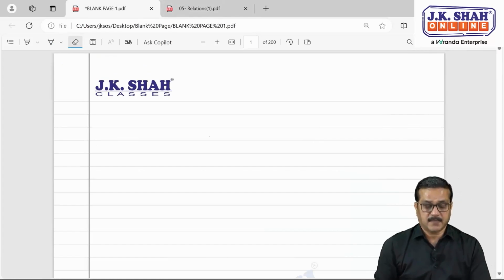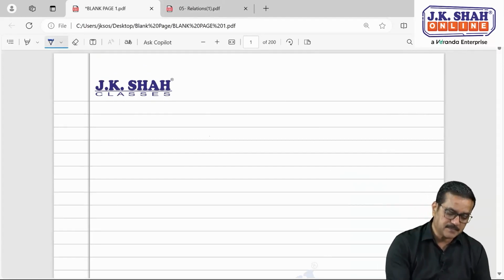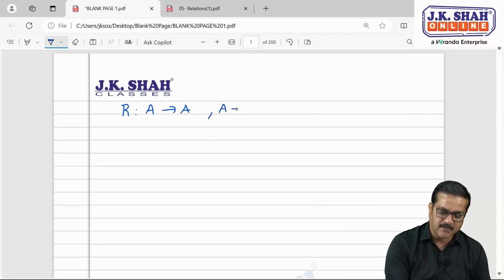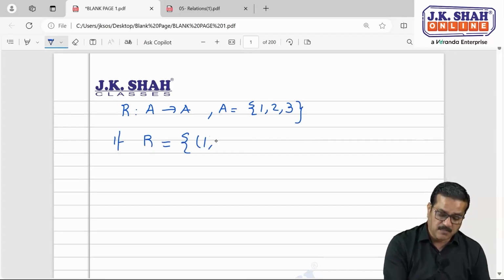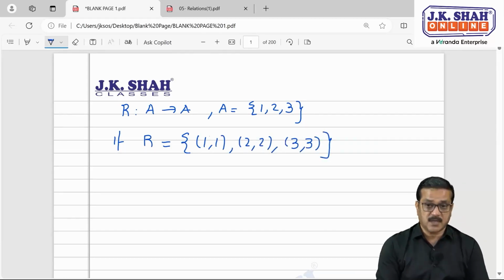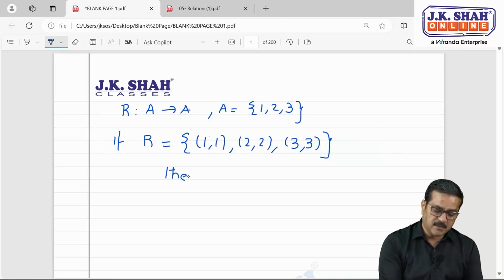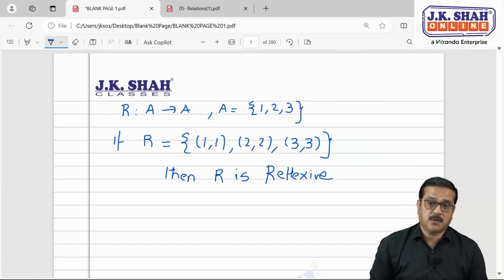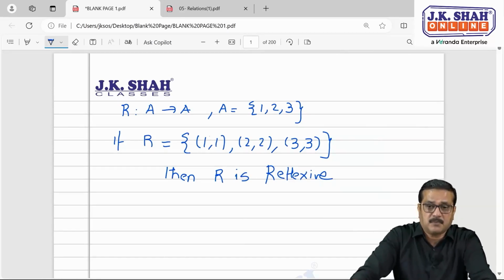But now coming back. Let us say I have defined a relation R from A to A, and let's say my set A was 1, 2, 3. Now if my R contains the ordered pairs (1,1), (2,2) and (3,3), all of them, not a single one missing, then we say the relation is reflexive. Even if one ordered pair is missing, let us say (2,2), then R is not reflexive. So for R to be reflexive, it should have (1,1), (2,2), (3,3).